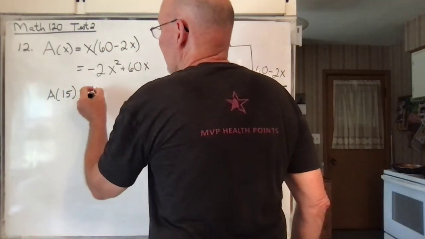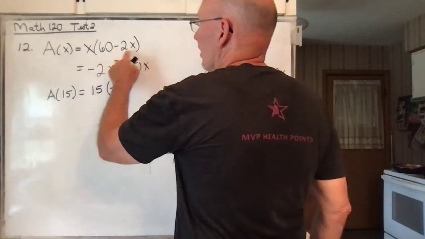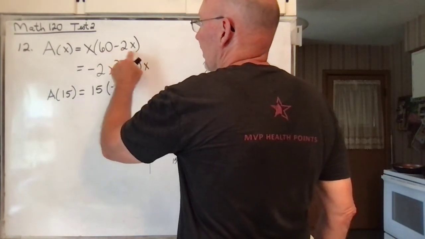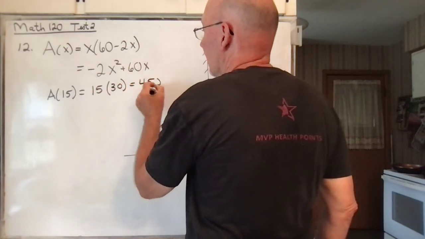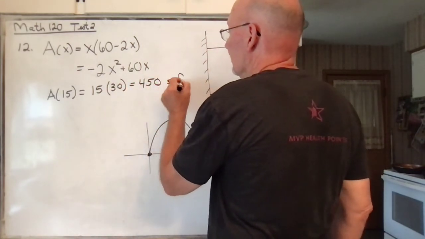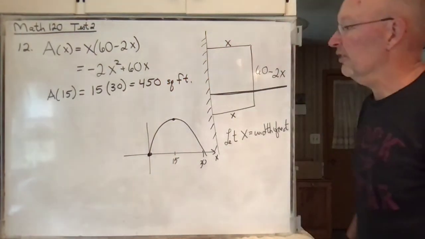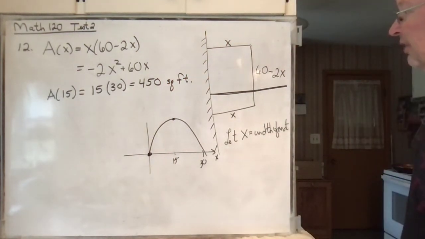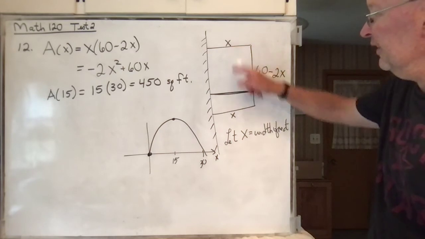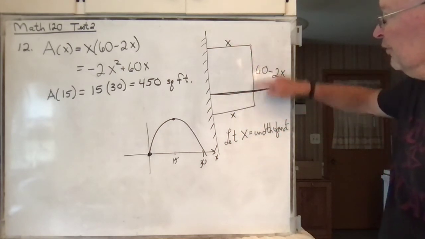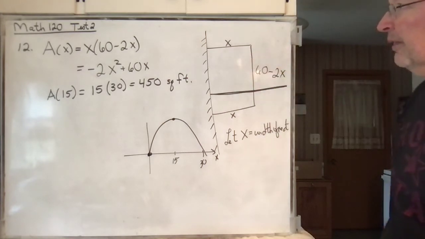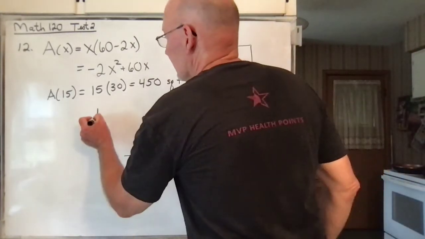You're going to get 15 times 30, since 60 minus 30 is 30. So that's 450 square feet. So that's going to be the best choice of a rectangular region for the pasture. To make this 15 feet, this would be 15 feet, and you've used 30 up there, and so this would be 30 feet. So it'd be 15 by 30. Okay, so it'd be 15 by 30.